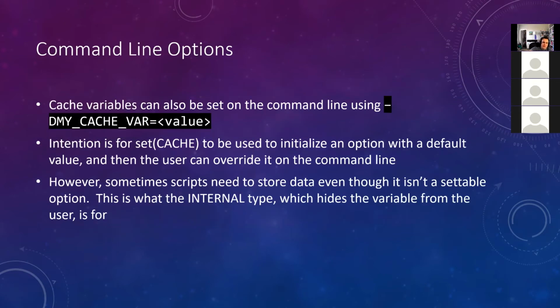So cache variables can be set on the command line using the -D option, like -D my_cache_var=some_value. The idea is you can use set CACHE to initialize an option, and then the user can override it on the command line. But if your script just needs to store data and doesn't need to make it an option, use CACHE INTERNAL and then use FORCE to update the data in the cache.